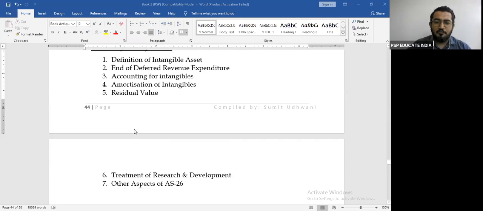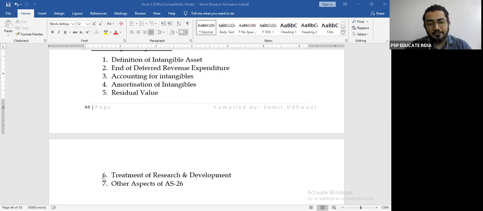Right after that, you have the residual value. The residual value of an intangible will always be nil unless there are two conditions. One, if a third party has committed to purchase the asset under a binding contract of sale, or there is an active secondary market where the residual value can be estimated reliably.